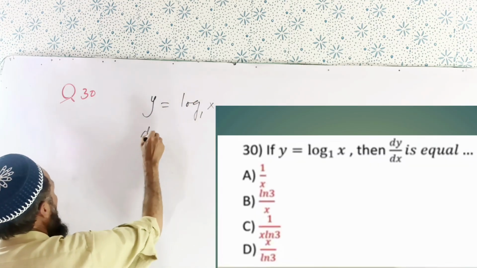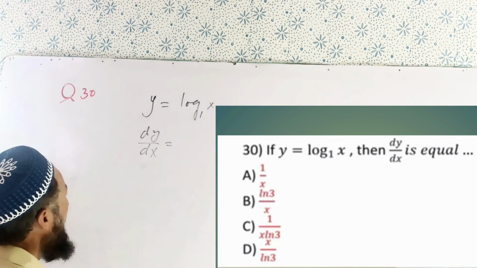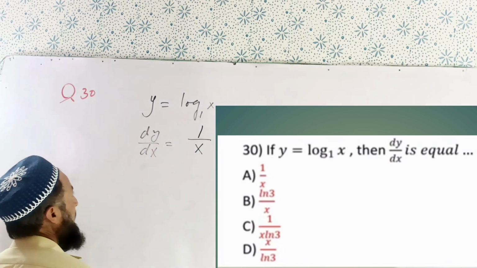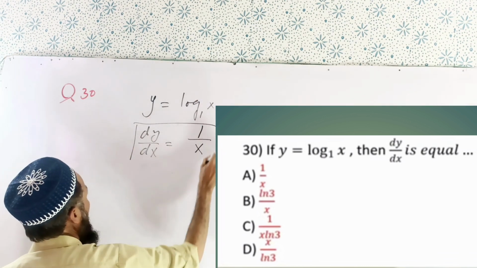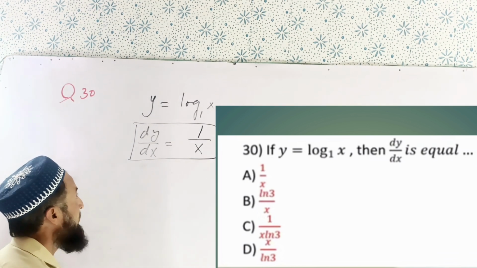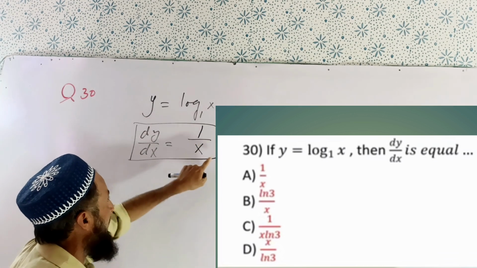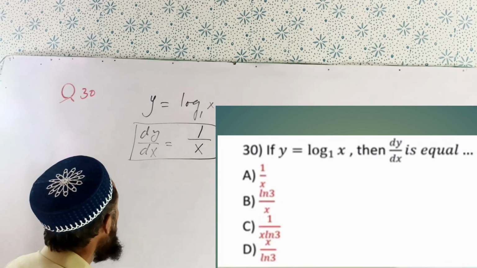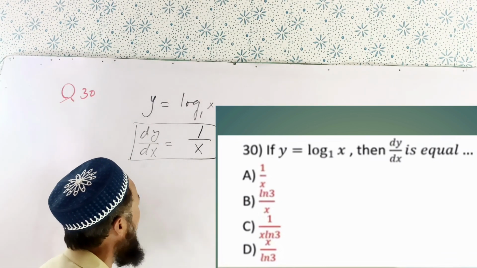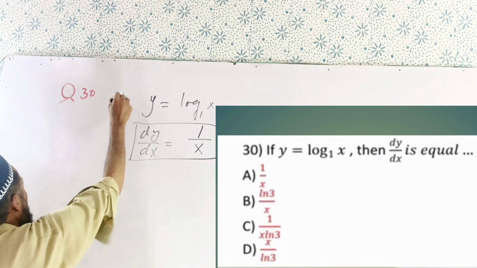Next, the function is log of 1x. What is the result of dy by dx? As we know, the derivative of log of x is equal to 1 over x. This is the general formula for the logarithm. If we are finding the derivative with respect to x, since here it is 1x, there will be no effect on this function. So the same, A is the correct option.